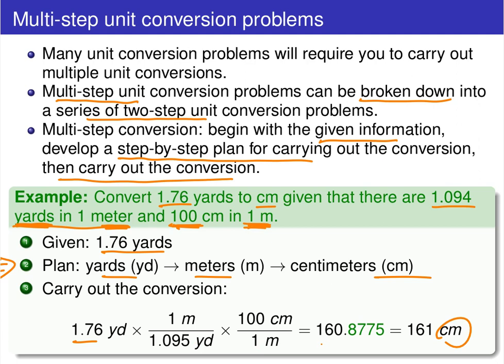And then we need to keep in mind that we need to follow our significant figures rules. So the first value that came in here has only 3 sig figs. The others are defined quantities in our conversion factors. So our final number should only have 3 significant figures. So we need to round off the 160.8775 to just 161 centimeters.